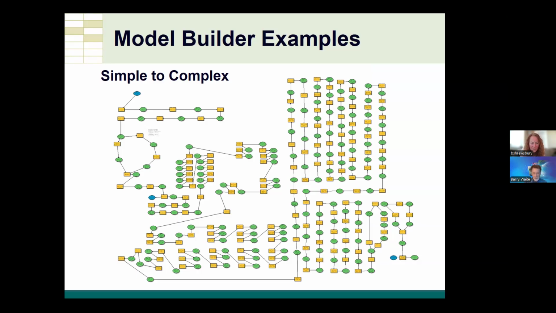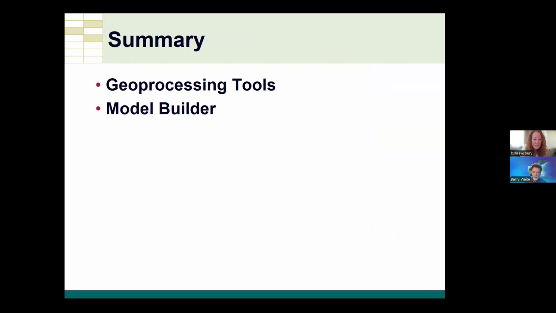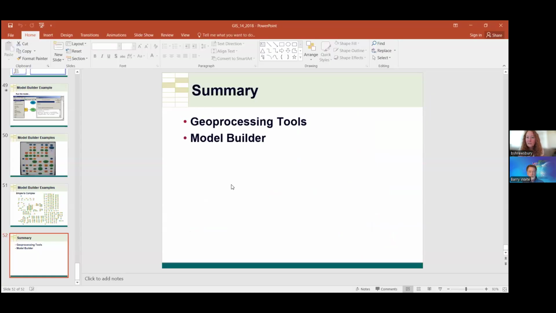I find it interesting too that there's only three blue things on here. So there's really only three input data sets. The rest of it is all processes and results. And one of them is at the end. I love that. So that's it for that.